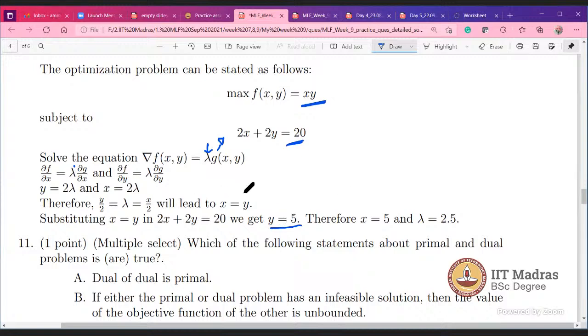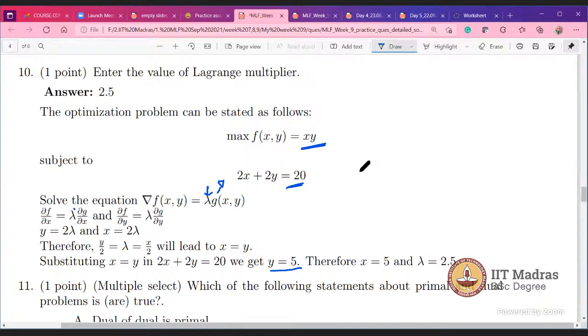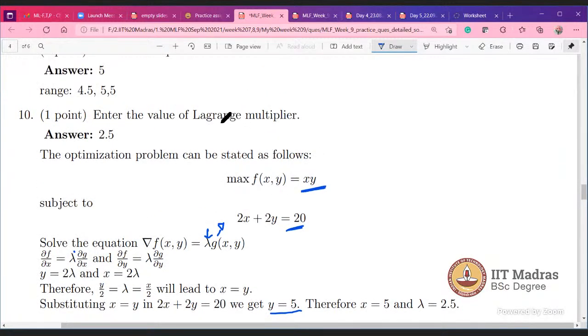Lambda should be half of them. So 5 by 2, that is 2.5. Okay. So this is the Lagrange version of this. This is actually a 6th standard problem, but I understand the example of how we use this Lagrange multiplier. Okay.